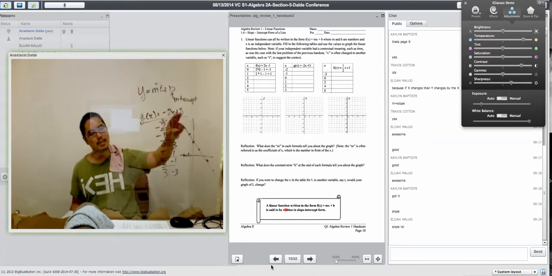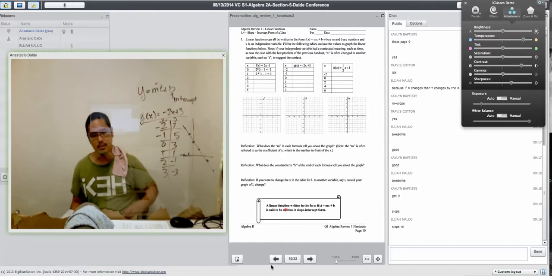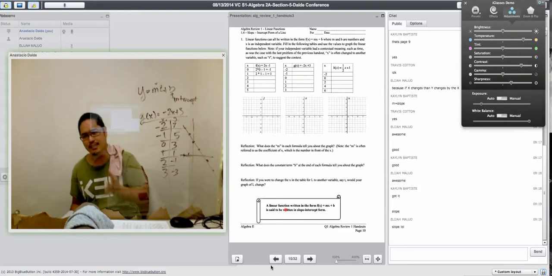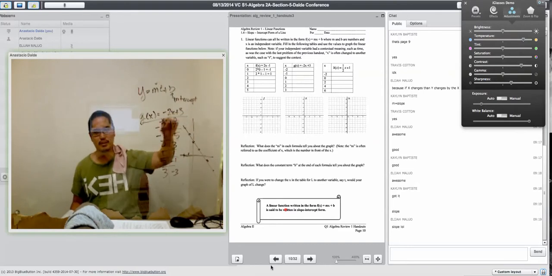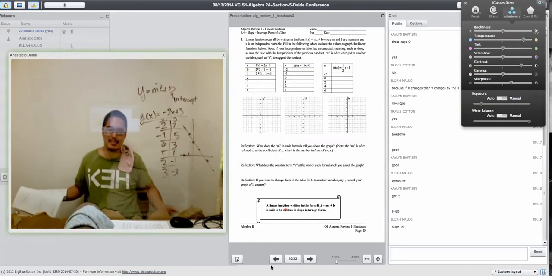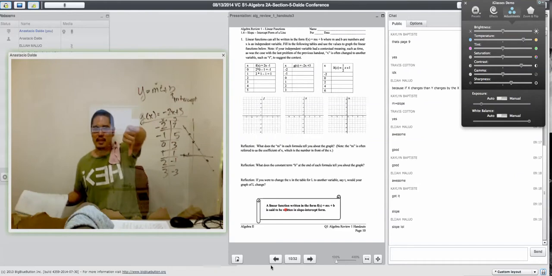Now, what is the B in this case? Well, the B is the intercept. It's where the thing crosses the y-axis, the vertical. Why did I say the x-axis? It's the y-axis, of course, because it's called the y-intercept. So it's where the thing crosses the y-axis. Make sense? Good? Bad? Ugly?